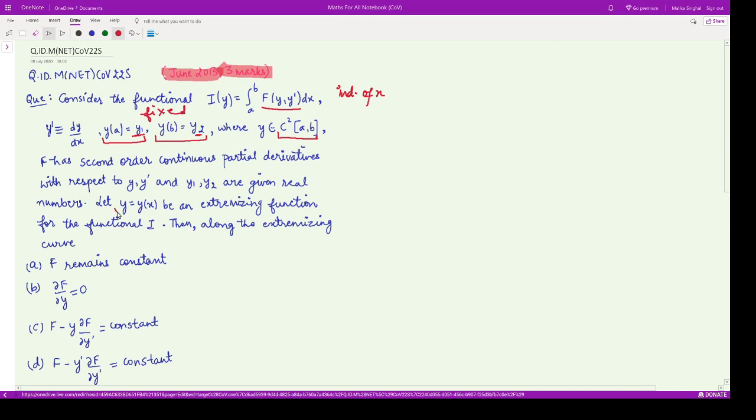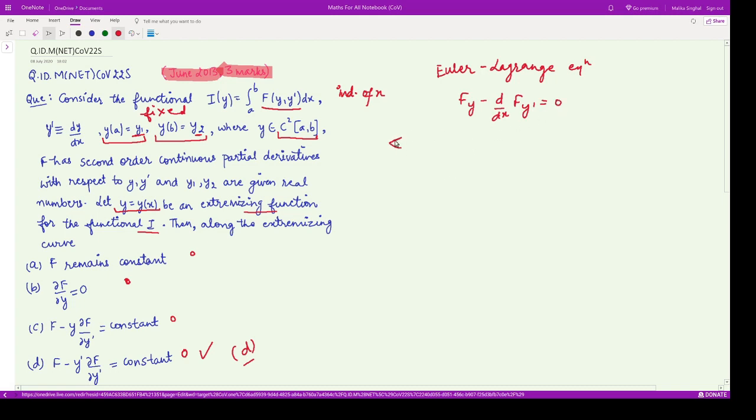They are saying let y is equal to y of x be the extremizing function for the functional I, then along the extremizing curve, which of the following is true? If you have prepared for this subject, you might look at the options and just tick that option D is the right option. But for those who only use the Euler-Lagrange equation, which is the necessary condition to calculate the extremal, that is, we have f of y minus d dx of f of y dash is equal to 0.